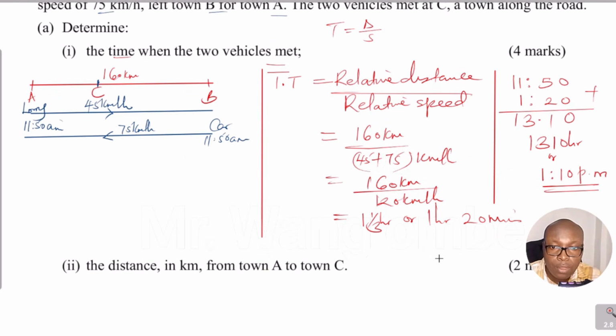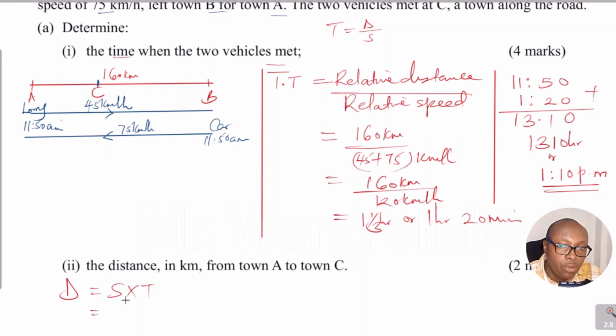Part 2, the distance in kilometers from town A to C. So you need to get this distance from A to C. That's very easy. How do you get the distance? Distance, you get it by taking the speed multiplied by the time.